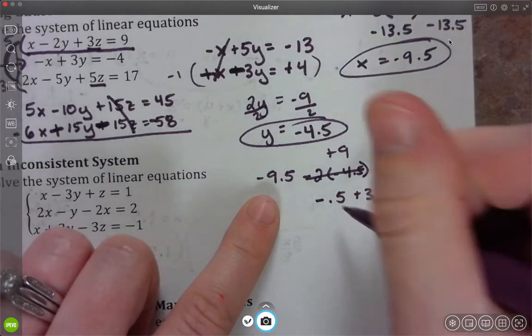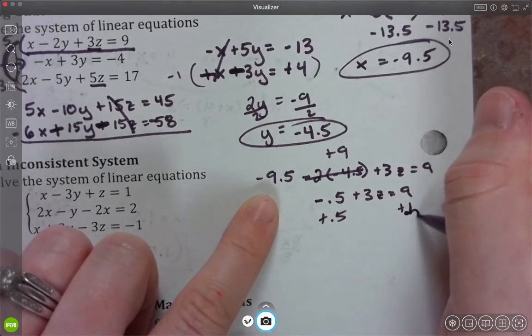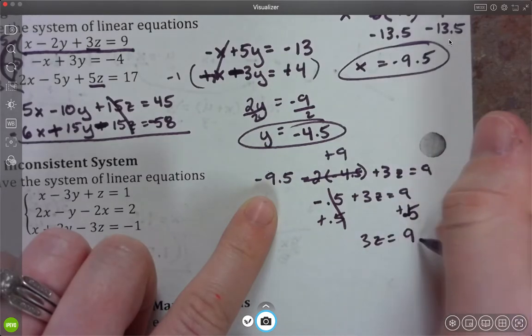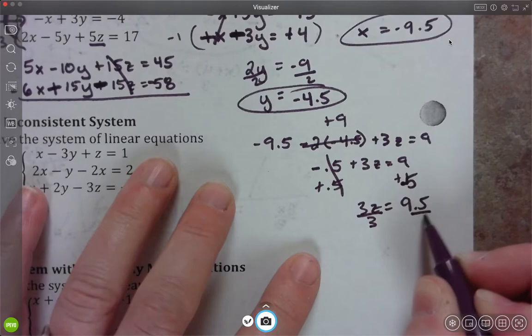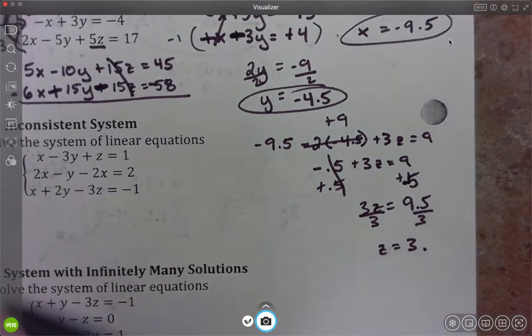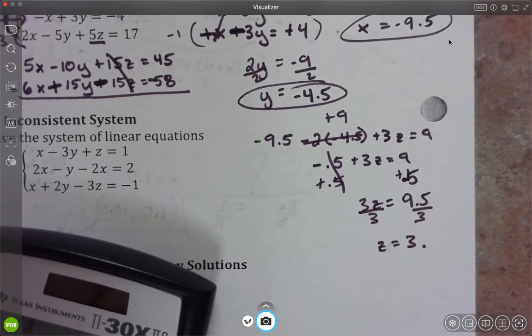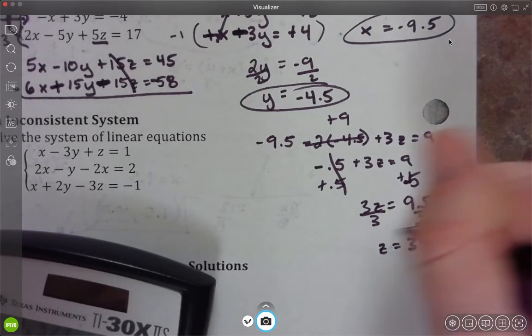And if I add 0.5 to both sides, this really is not coming out very nicely, but that's okay. 3z will be 9.5, and then I'm going to divide by 3. So z will be 9.5 divided by 3, which is 3.17. That is what z will be.